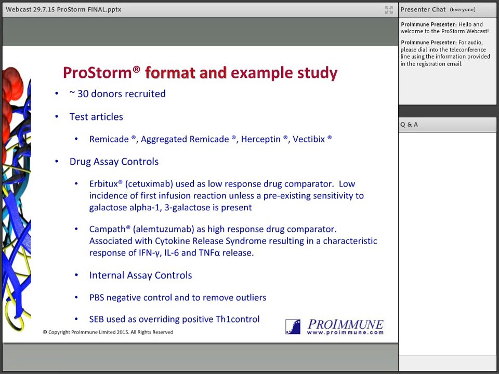So in addition to the drug assay controls, we also run internal assay controls, and PBS serves as our negative control. And PBS responding donors are considered outliers and excluded from the final analysis. And for all of the other donors, we subtract the PBS responsiveness. Staph endotoxin B, which is known to induce a strong interferon gamma and other cytokine response, is used as our overriding positive control.